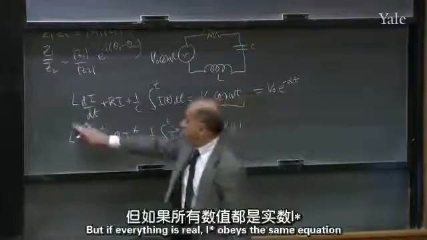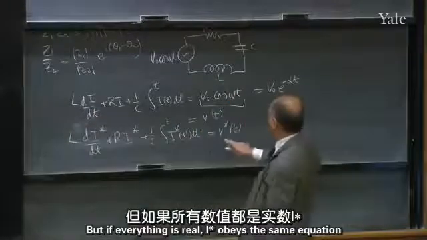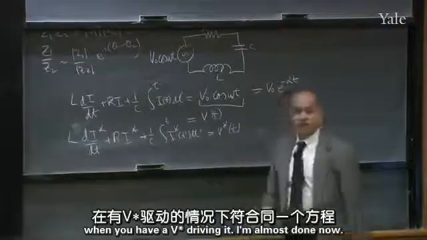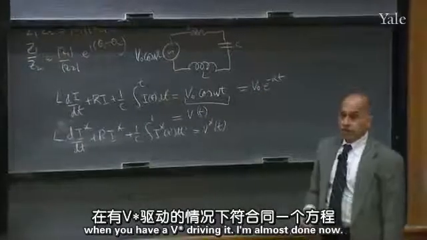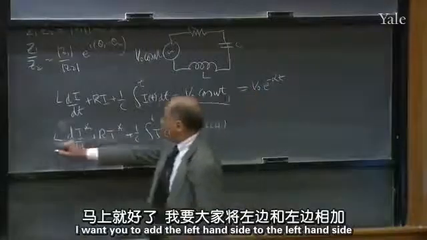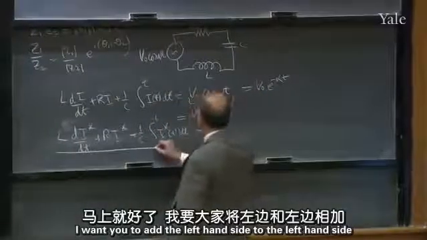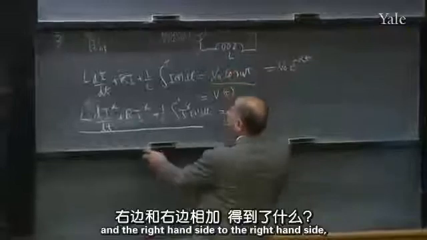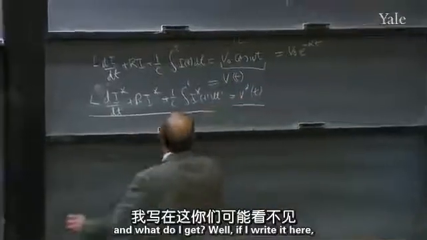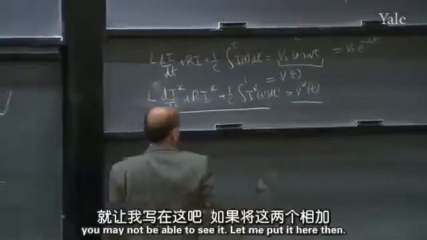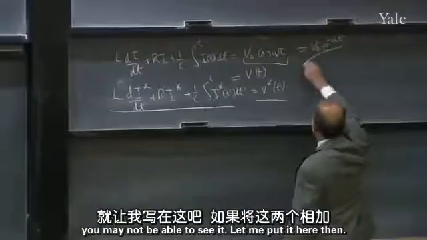But if everything is real, I star obeys the same equation when you have a V star driving it. I'm almost done now. I want you to add the left-hand side to the left-hand side and the right-hand side to the right-hand side. And what do I get? Well, if I write it here, you may not be able to see it. Let me put it here then.